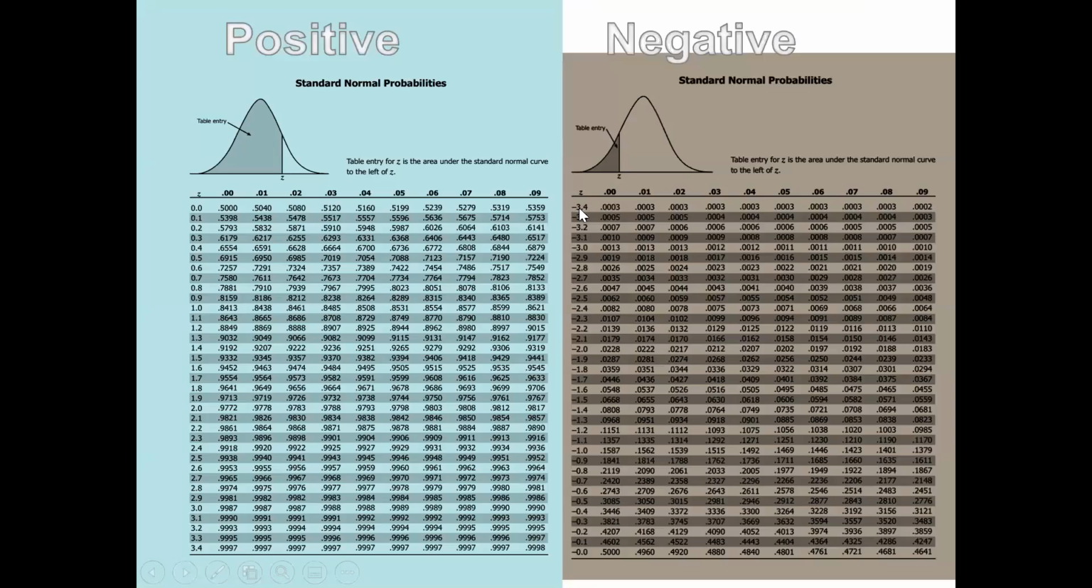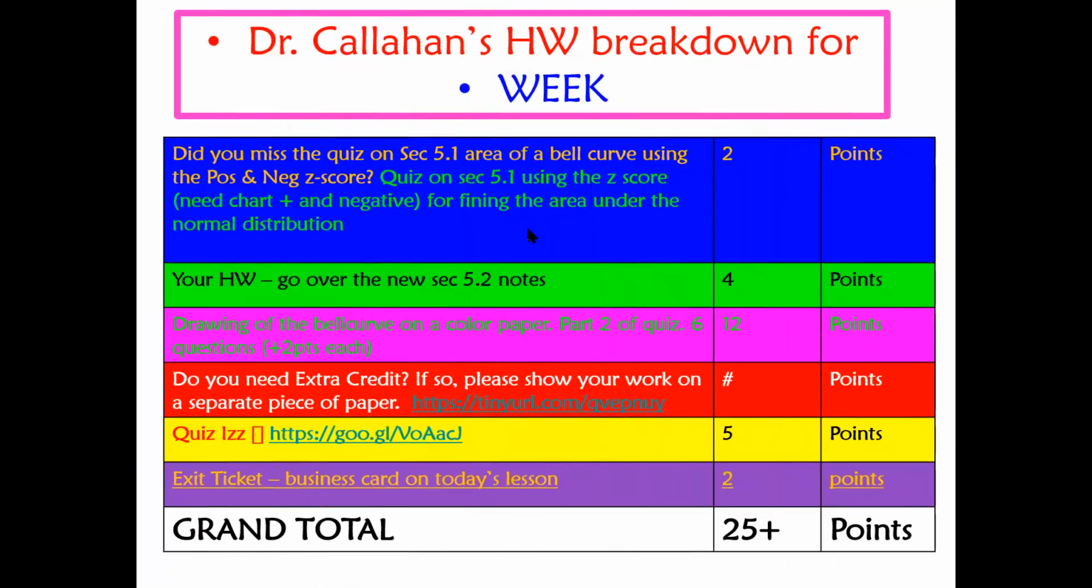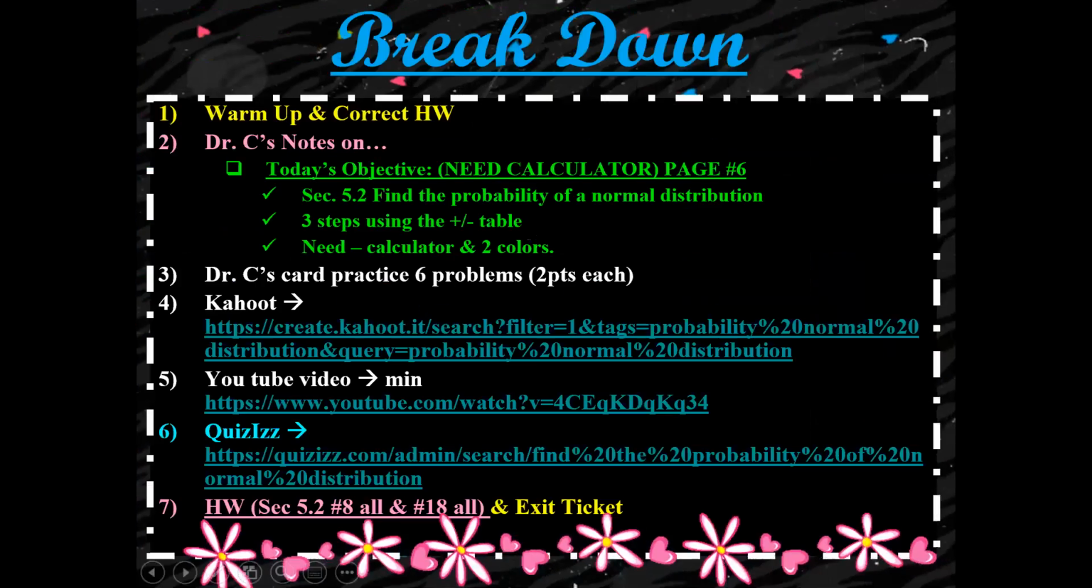Today we're going to continue talking about the area underneath a normal distribution. We're going to talk about 5.2, find out the probability of a normal distribution. We're going to go over 3 steps using the plus and minus table, so you need that. We also need 2 colors and a calculator. Afterwards, I have a little bit of card practice, 6 problems, 2 points each, for you guys to work with. Your homework tonight is going to be number 8 all and number 18 all.